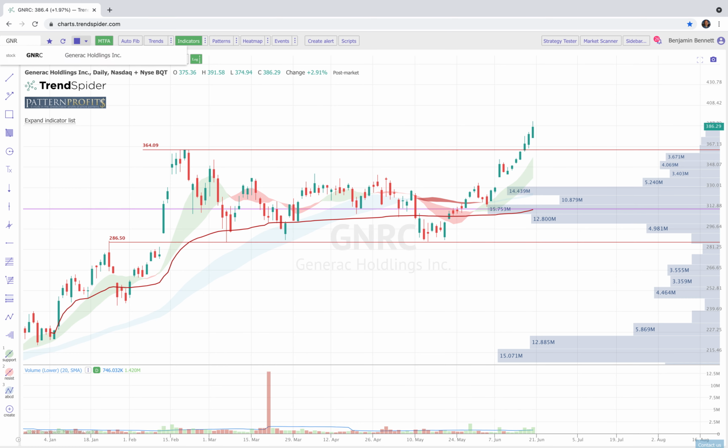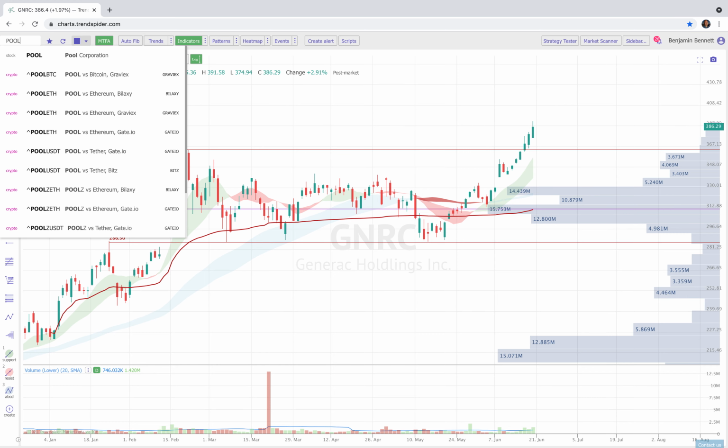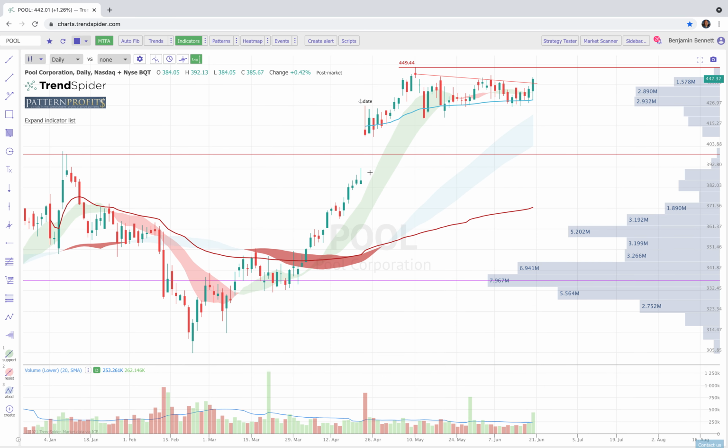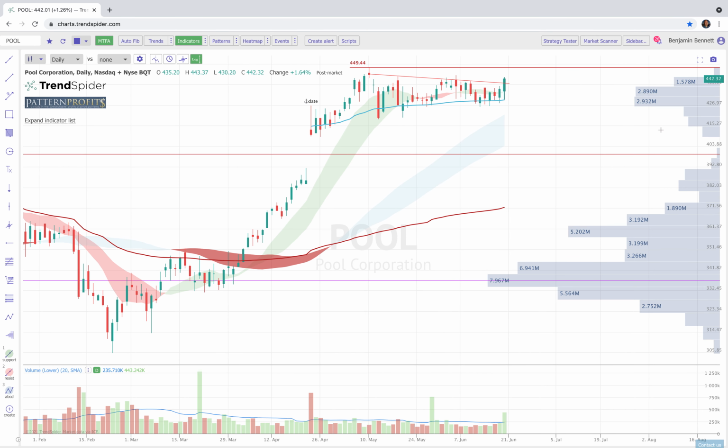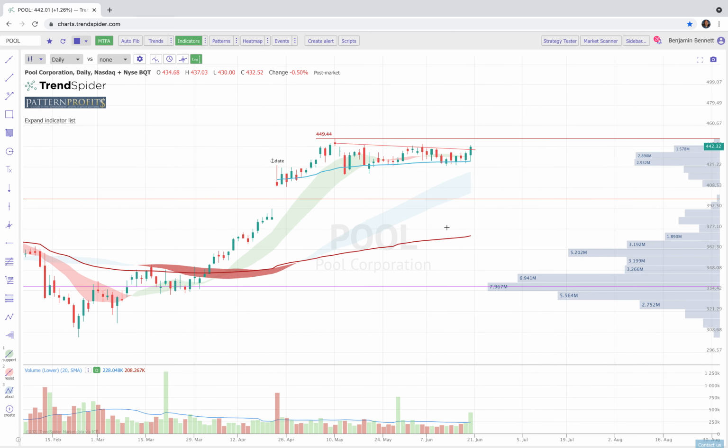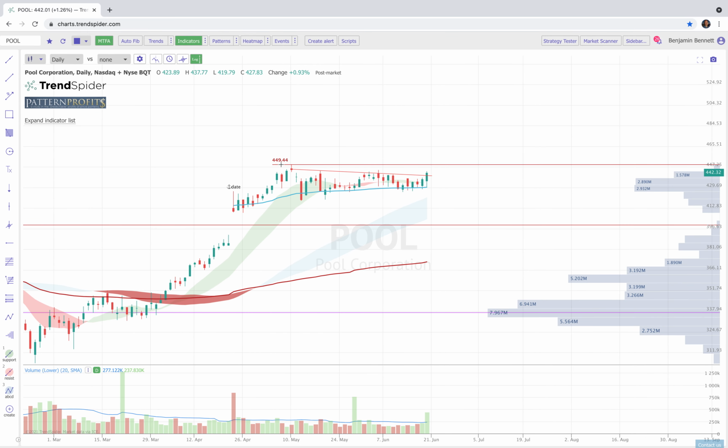Now, that's the simple version, but let's take a look at pool. Universally, on almost any setup, there are three areas to pay attention to. 449.44 is the high. That's the standard pivot. That's the one that we just discussed. A move through here on big volume, that's actionable. Always as close to pivot as possible, never extended more than 5% above.